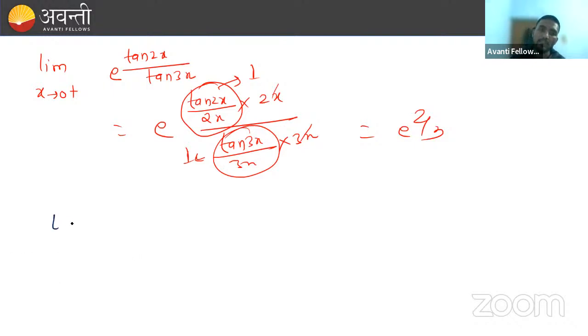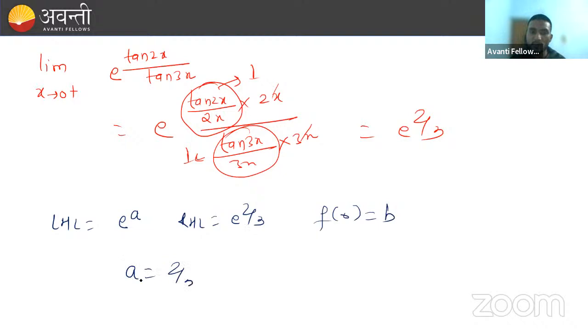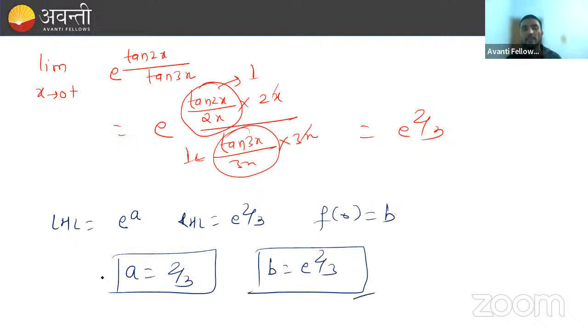So now what do we have? We have LHL, that is equal to e to the power a. We have RHL, that is e to the power 2 by 3, and we have f of 0, that is equal to b. So if we compare all these things, if it is continuous, then a will come as 2 by 3 and b will come as e to the power 2 by 3. Is it clear, everyone? I just want your responses if it is clear.